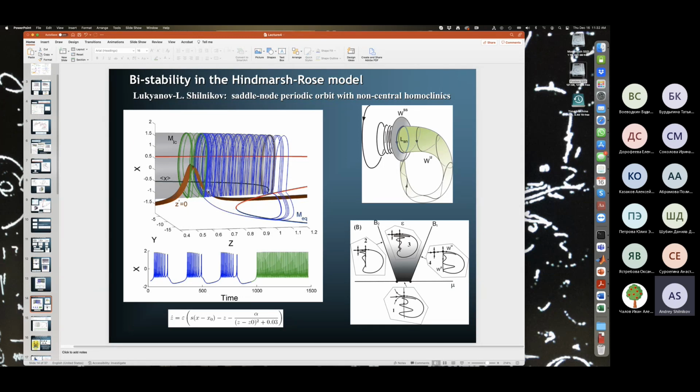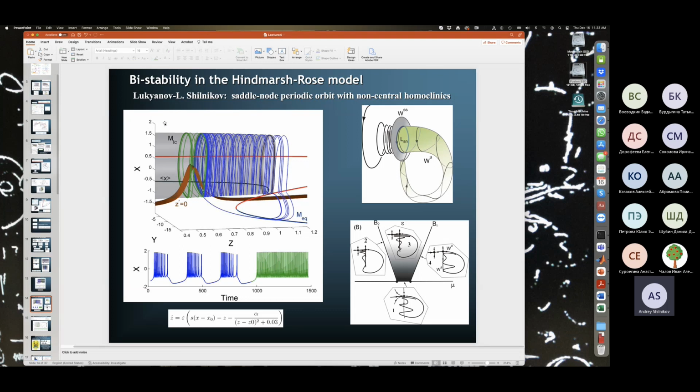same viewpoint. This time you can see the bump on the left. Okay, and basically what happens is this is another interesting story. It's due to Valery Lukyanov, who's a professor at Lobachevsky University, and my dad, and Lukyanov was a student, and this is called the saddle-node periodic orbit with non-central homoclinics.